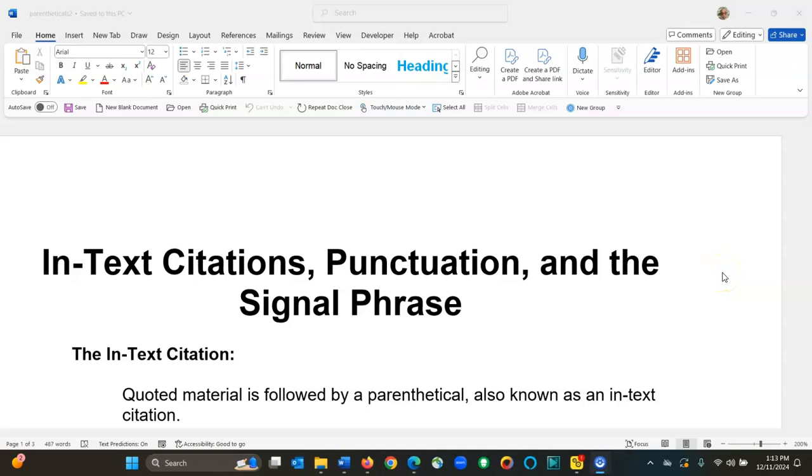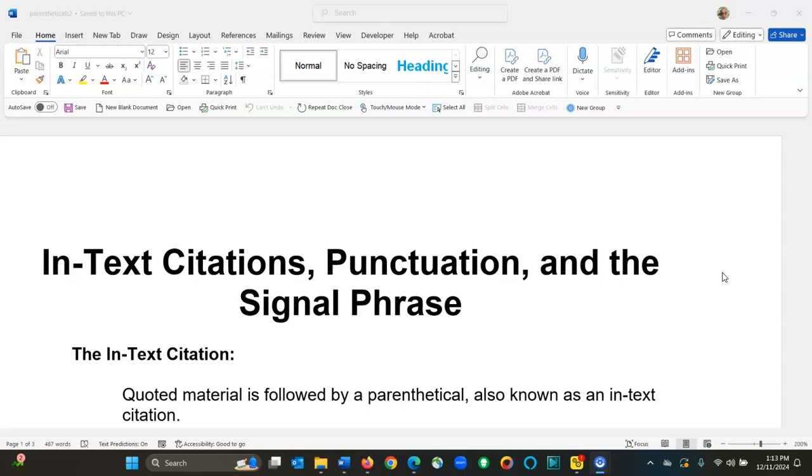Well, I've done a number of videos that have to do with research and documentation, MLA style, basically. And this one is specifically about documentation, and even more specifically about in-text citations or parentheticals. The handout you see on screen is available right in the same lesson where you clicked on this video, so you can look at it on your own outside of this video too. It's called In-Text Citations, Punctuation, and the Signal Phrase.